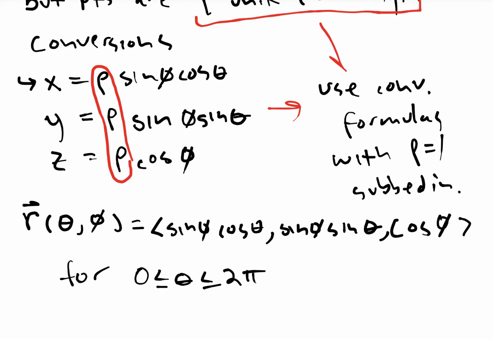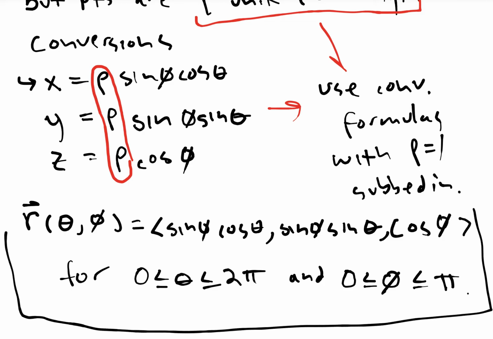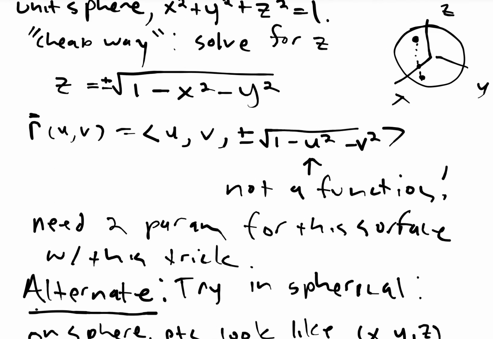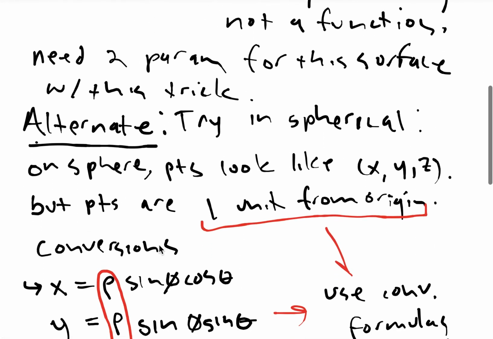And if you're worried about your restrictions on phi, that was supposed to be the angle where you come down off of the positive z-axis. Unless you want to start overlapping or things like that, we're just going to stick that phi between 0 and pi. And that'll give you the whole sphere back. So I didn't have to worry about solving for z or doing anything like that, getting my 2 pieces of my parameterization.